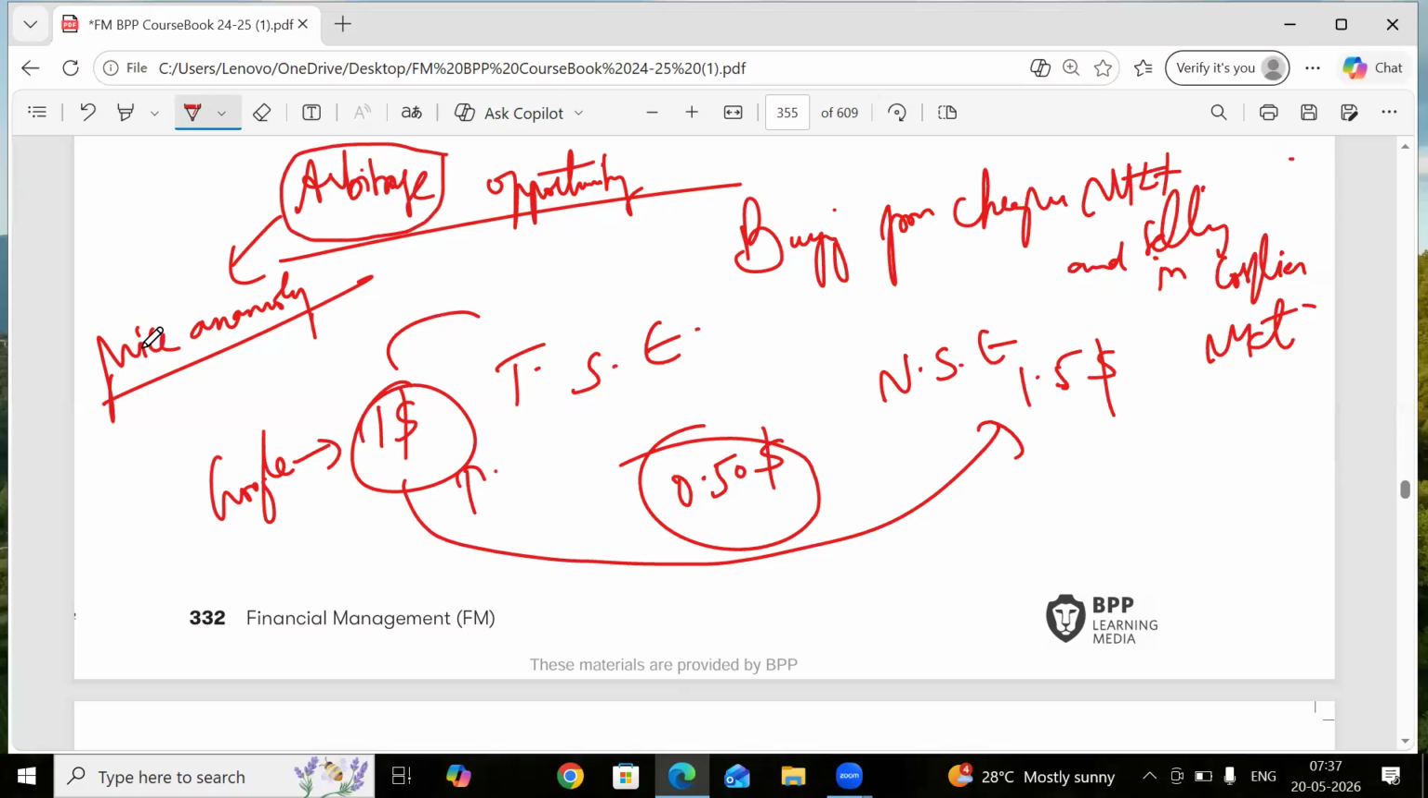Many of the people don't know this. Hence, they get confused. What is this arbitrage? Arbitrage is nothing but buying from a cheaper market, selling in a higher market, and making profits.